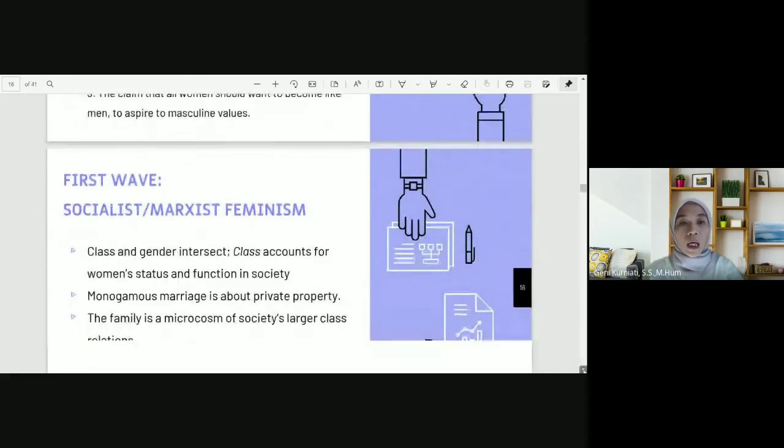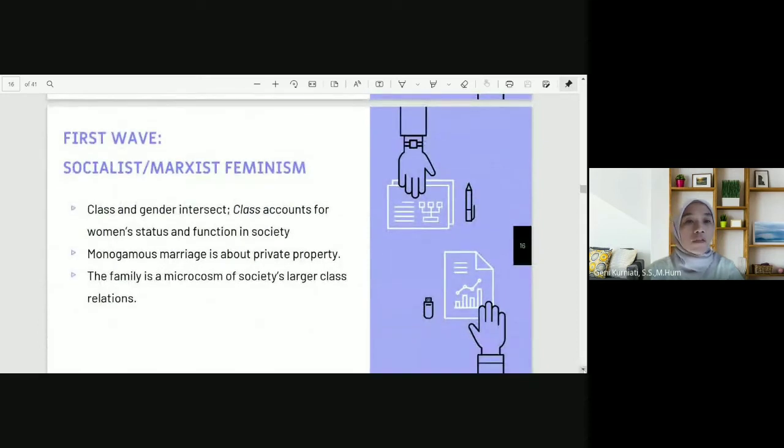Okay, and the first wave is also identified as social Marxist feminism. It means that class and gender intersect. Class accounts for women's status and function in society. And here it also discusses monogamous marriage as being about private property, and the family is a microcosm of society's larger class relations. So to see how a system works, it can be seen from the family as the microcosm of society.